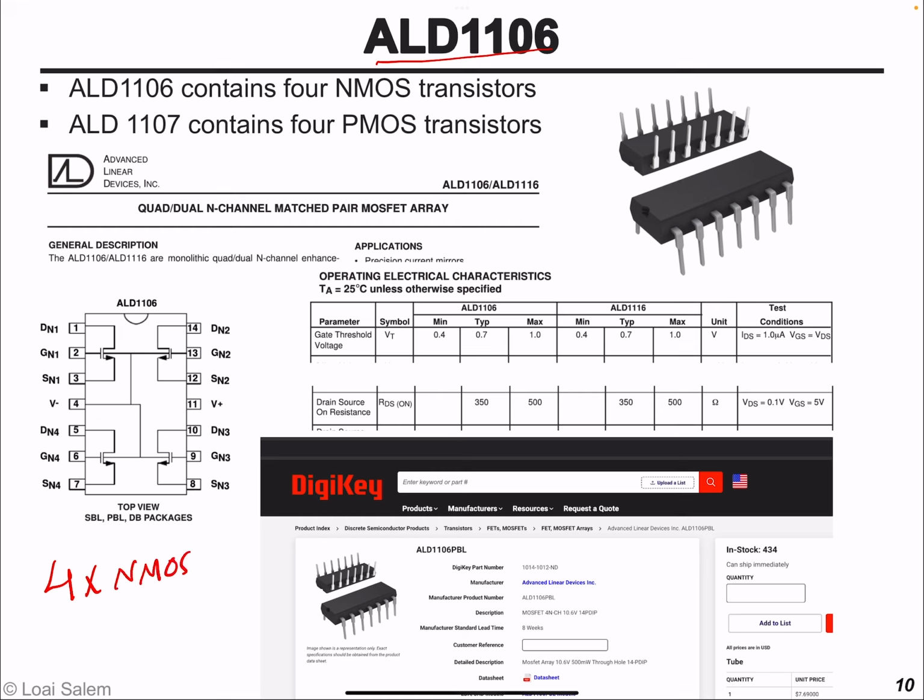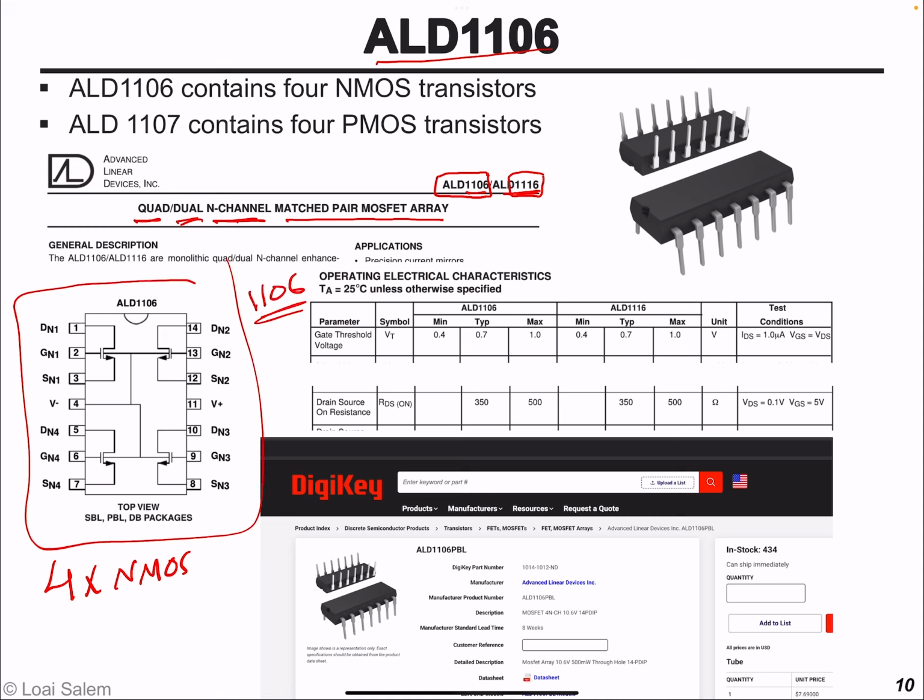If we look inside the datasheet, first of all, it says quad N-channel matched pair MOSFET array. By the way, the datasheet indicates 2 types, either AD1106 or 1116. The 1116 is dual N-channel, but in this specific example I'm talking about, the 1106, it contains 4 NMOS transistors.